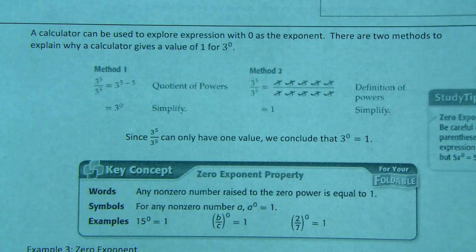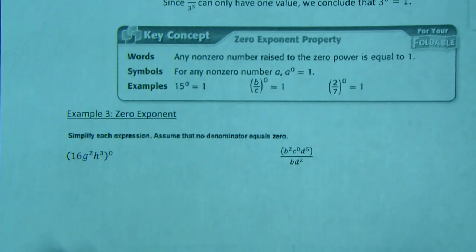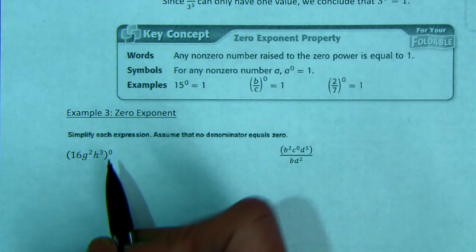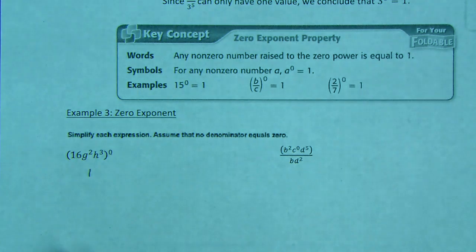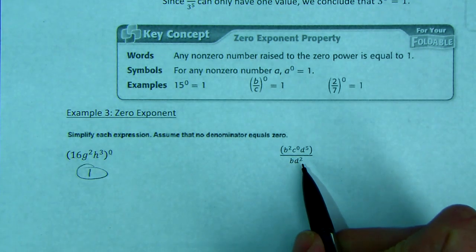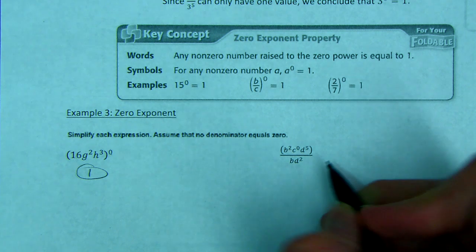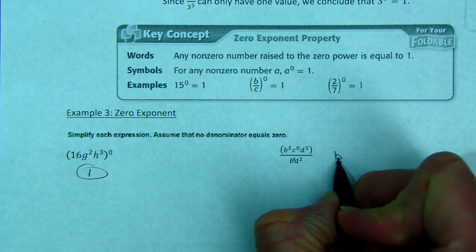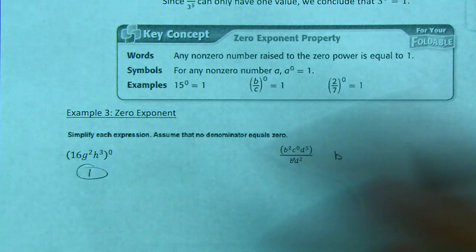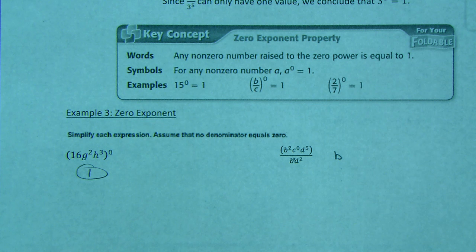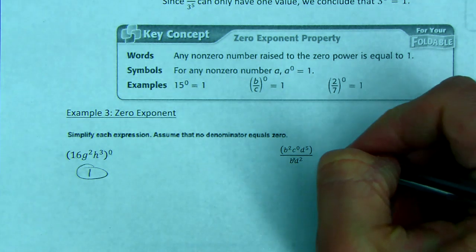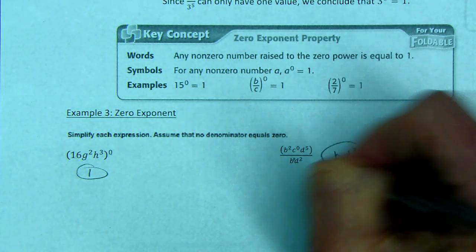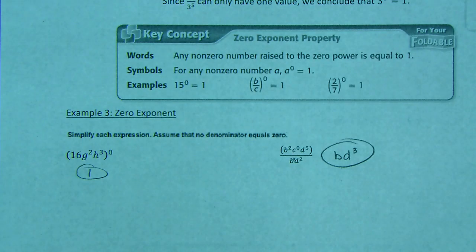Anything to the 0 power is 1. So pretty simple. Check out these examples. All this hoopla doesn't matter because this outside exponent is 0. Our answer is 1. That's it. In this one over here, we need to simplify them. Remember, this has an exponent of 1, so 2 minus 1 is 1, b to the first. The c is gone because it's a 0 anyway, and then d, 5 minus 2 is 3. And there's your answer.